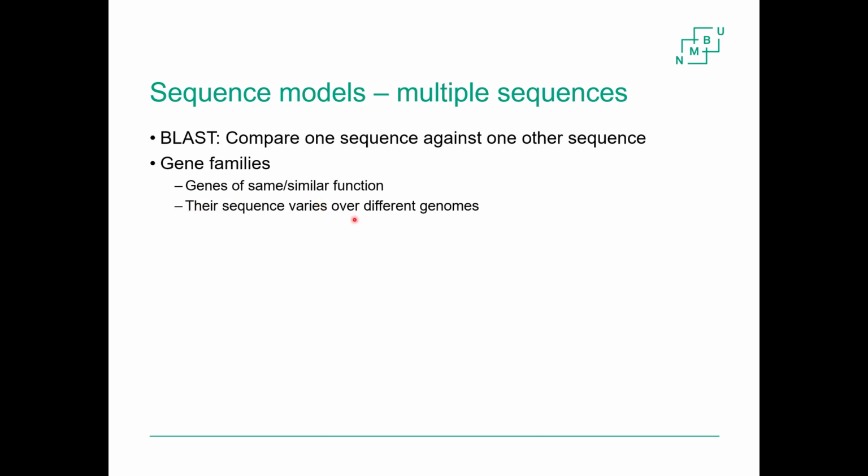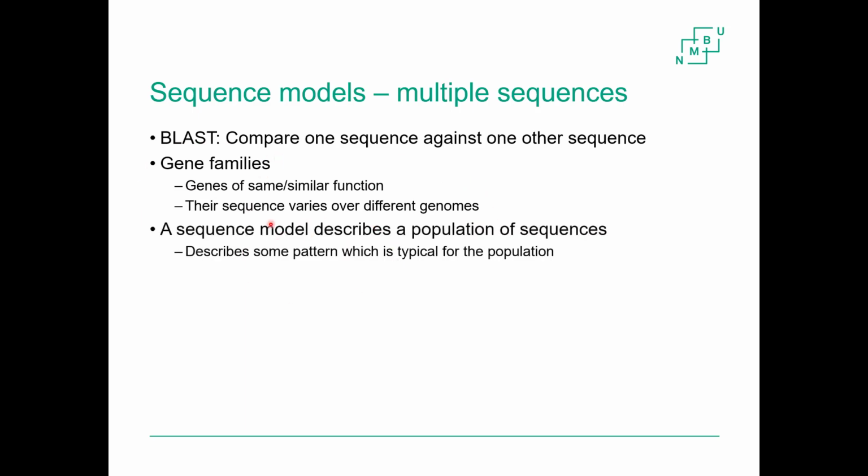These gene sequences vary a little bit across different genomes, of course, but they also have something in common. And what they have in common is exactly what we are looking for now. So a sequence model describes sort of a population of sequences, and this population is a set of sequences who share this common pattern. So it describes some pattern typical for this population. Could be typically a gene family, right? Or a protein family.